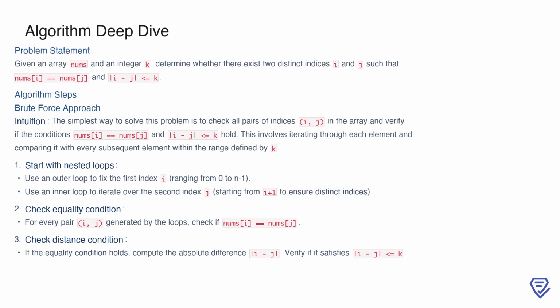To implement this, we use a nested loop. The outer loop fixes the first index i, starting from 0 and going up to the second to last element. The inner loop picks the second index j, starting from i plus 1, ensuring that the indices are distinct. For each pair i, j, we first check if the elements nums[i] and nums[j] are equal. If they are, we then calculate the absolute difference |i - j|, and verify if it meets the condition |i - j| <= k. This approach systematically examines all possible pairs but can become computationally expensive for larger arrays.